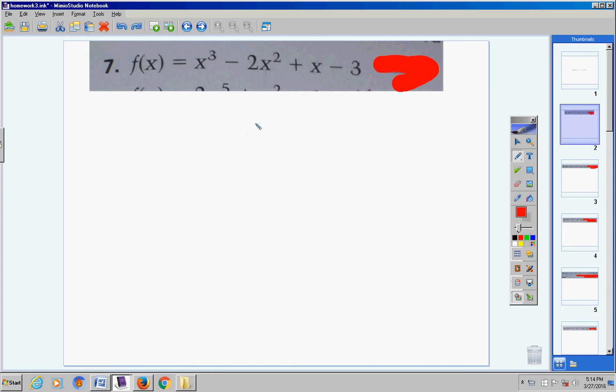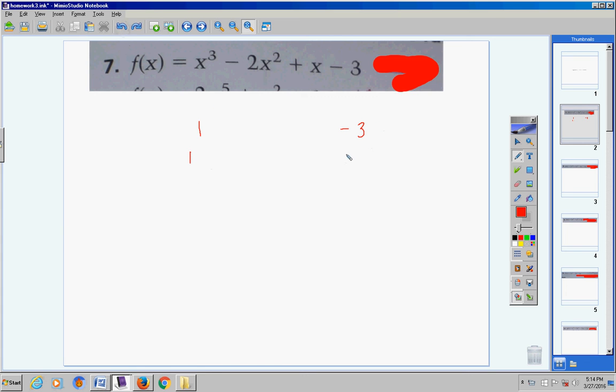Here we go. Step 1, make sure this is written in standard form, which it is. Write down your lead coefficient, which is 1. Write down your constant term, which is -3. Write out all the factors of 1. Well, 1 times 1. And of course we don't need doubles, so just 1.